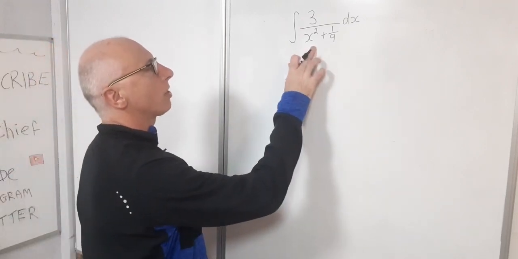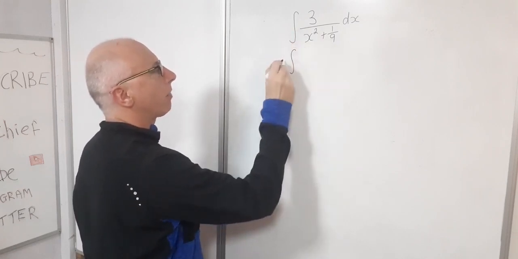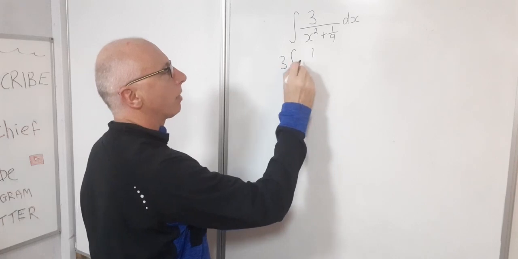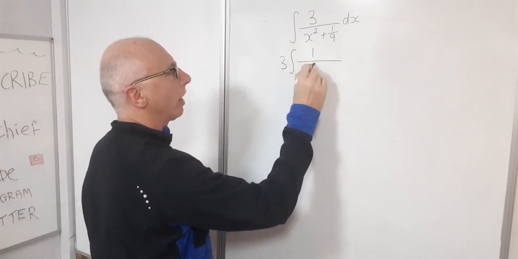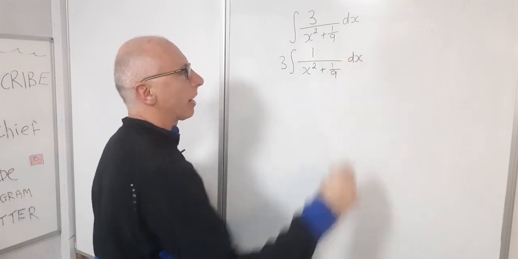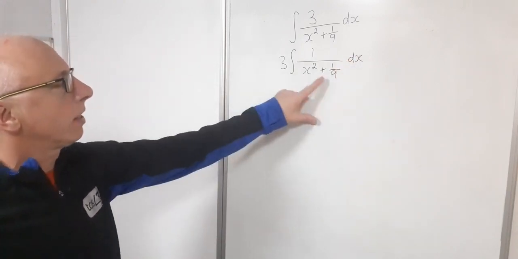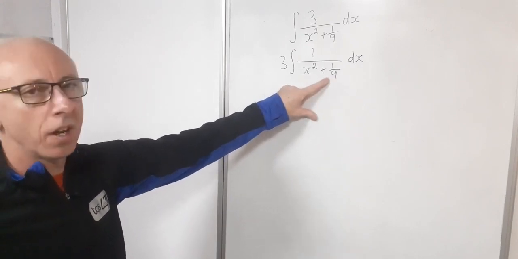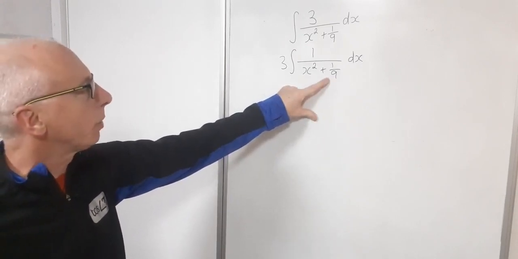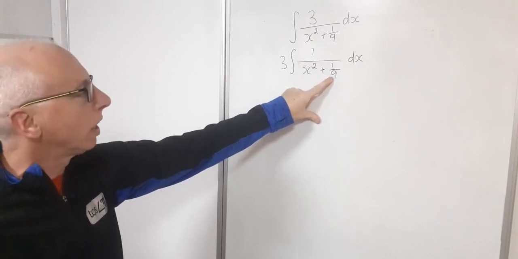So let's just change this integral up a little bit now. I'm going to take the 3 out front, and that's going to leave me with 1 over x squared plus 1 over 9 dx. Okay, now this is looking like an arctangent kind of situation. We've got an x squared plus a square number.